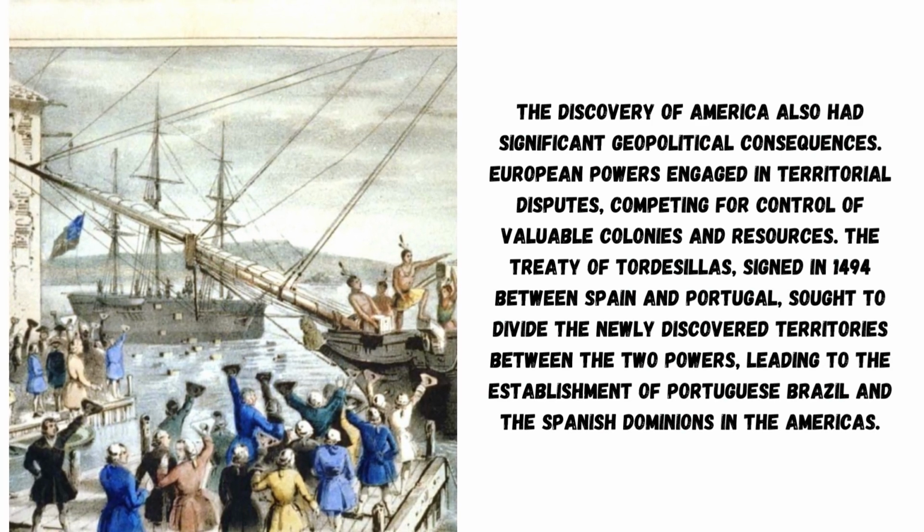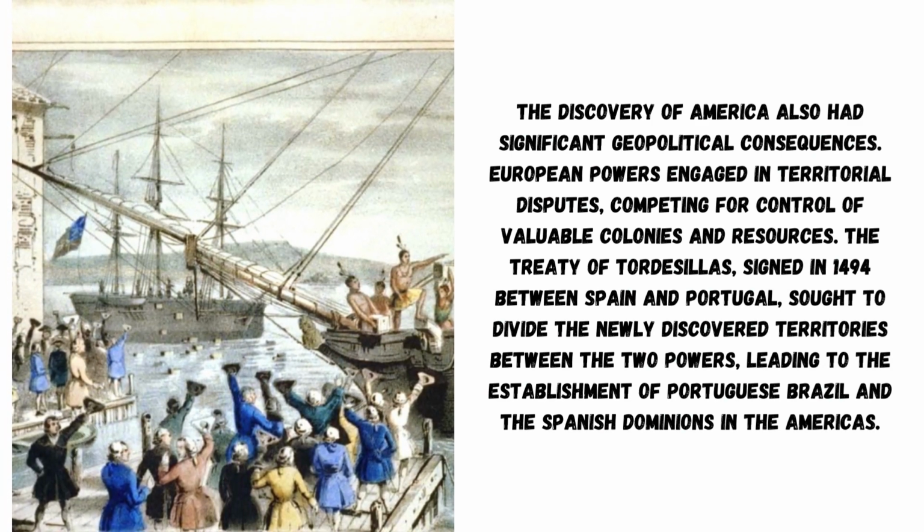European powers engaged in territorial disputes, competing for control of valuable colonies and resources. The Treaty of Tordesillas, signed in 1494 between Spain and Portugal, sought to divide the newly discovered territories between the two powers, leading to the establishment of Portuguese Brazil and the Spanish dominions in the Americas.